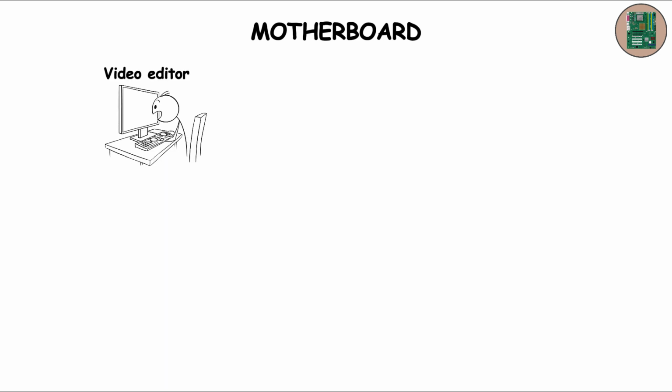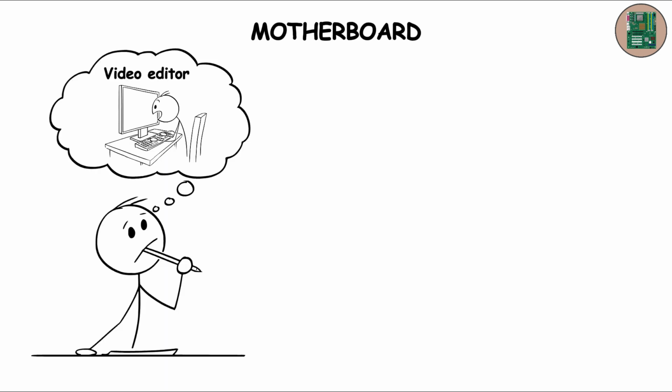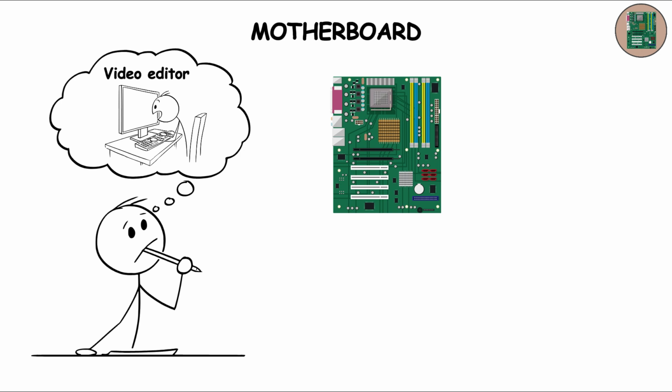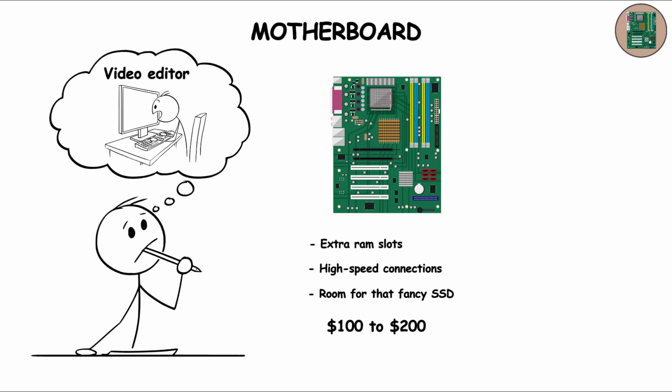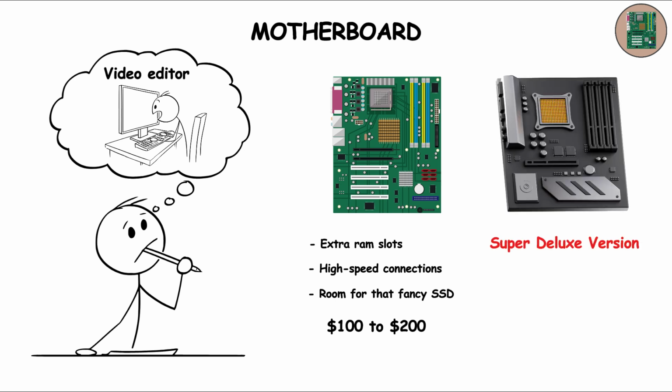If you're a video editor, which we're imagining, remember, you'll need a motherboard that can handle the heavy-duty stuff. Extra RAM slots, support for high-speed connections, and plenty of room for that fancy SSD we'll talk about later. Expect to pay $100 to $200 for a solid motherboard, but if you want the super deluxe version with all the bells and whistles, be ready to drop around $250 to $500.